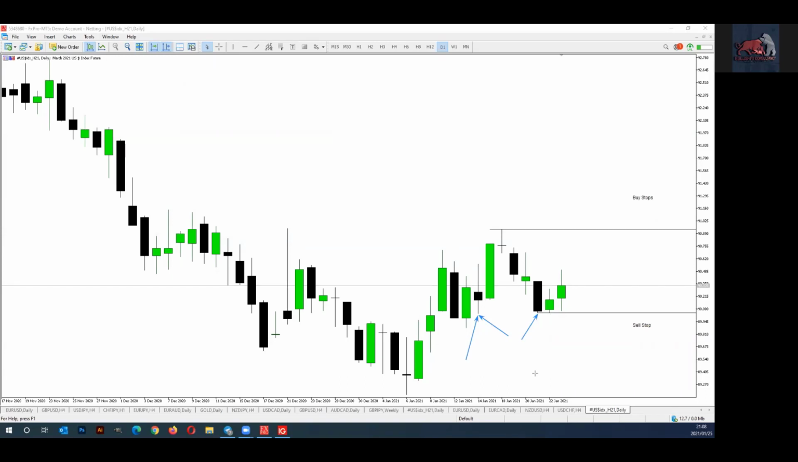So now you can see Monday's trading range. It missed last week's low by a couple of pips, right? You as a trader now, you need to be instinctive in your decision making.